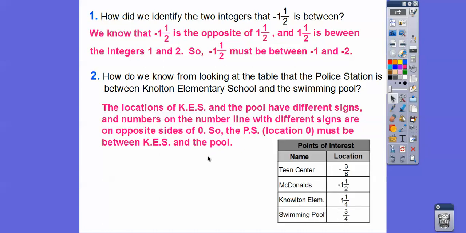So here's the police station. The swimming pool would be positive. McDonald's is over here. Okay, sorry about that. A little twist right there.